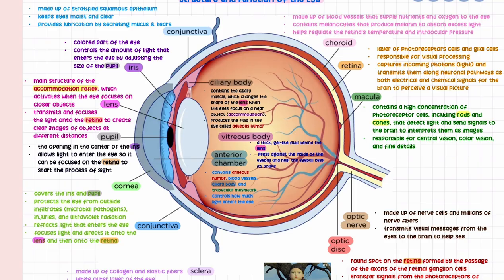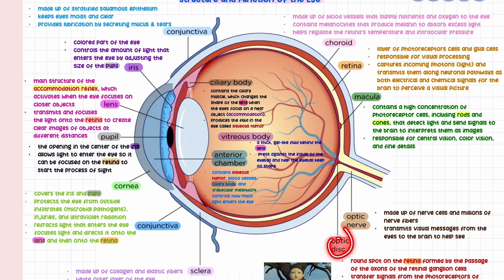We have here the ciliary body. This is the ciliary muscle. It changes the shape of the lens when the eye focuses on a near object and produces the fluid in the eye called the aqueous humor. So that fluid in our eye, the aqueous humor, is produced by the ciliary body. When something is near or far, the shape of our lens will change, and that's all because of our ciliary body muscle.